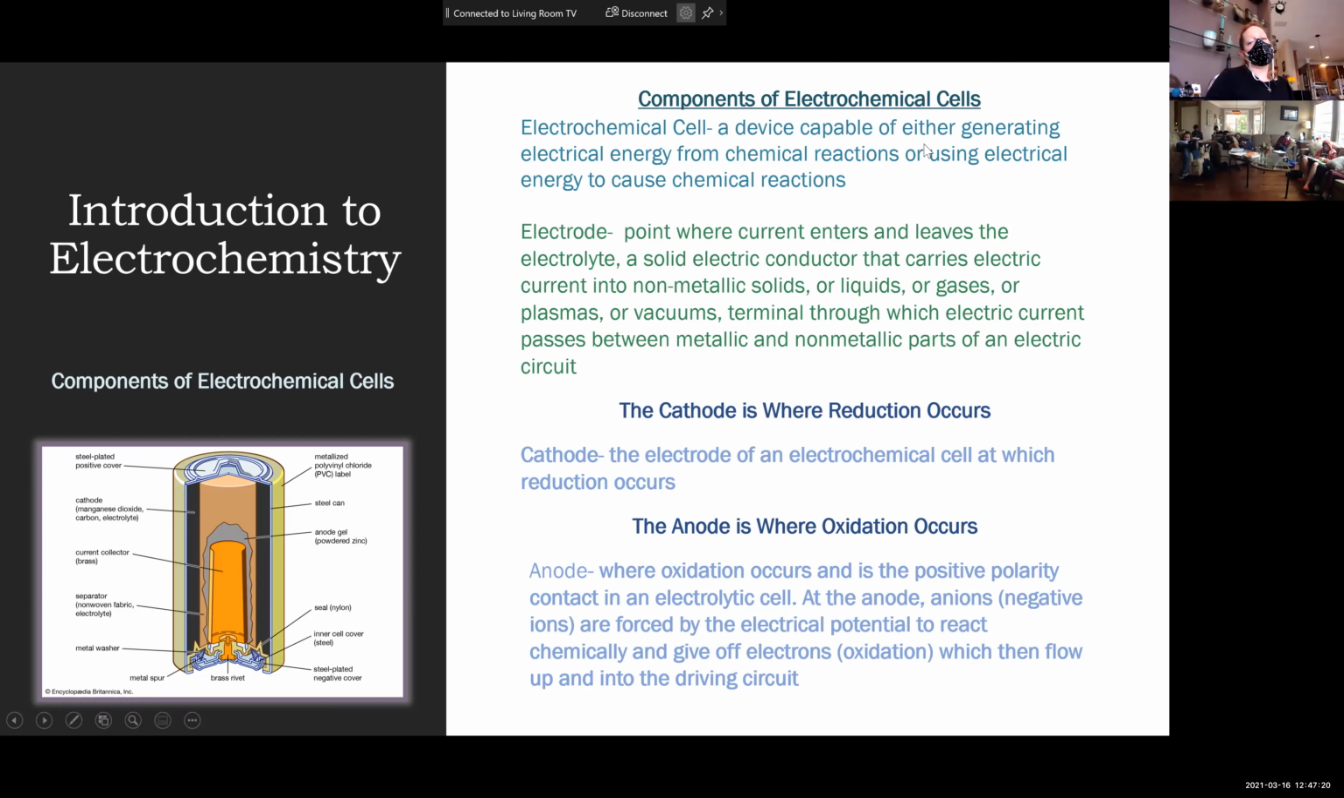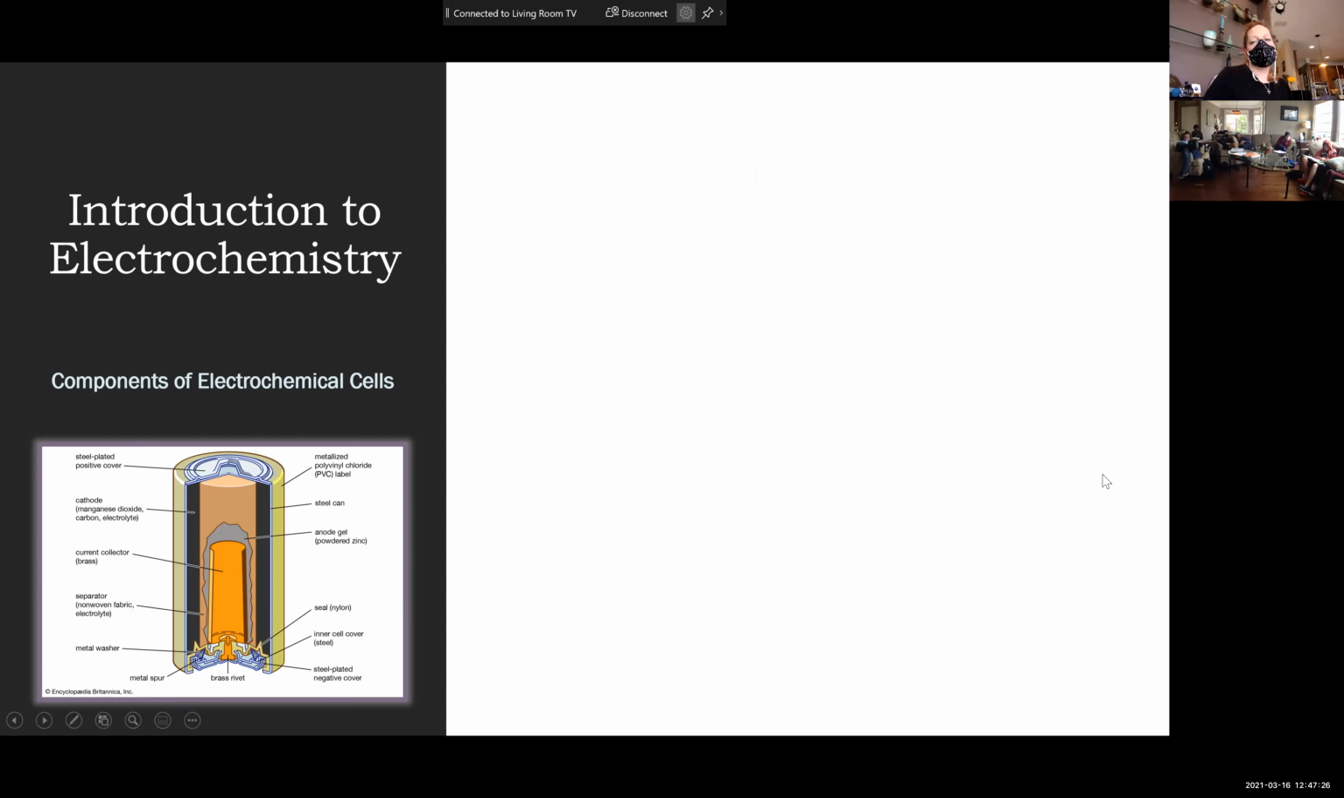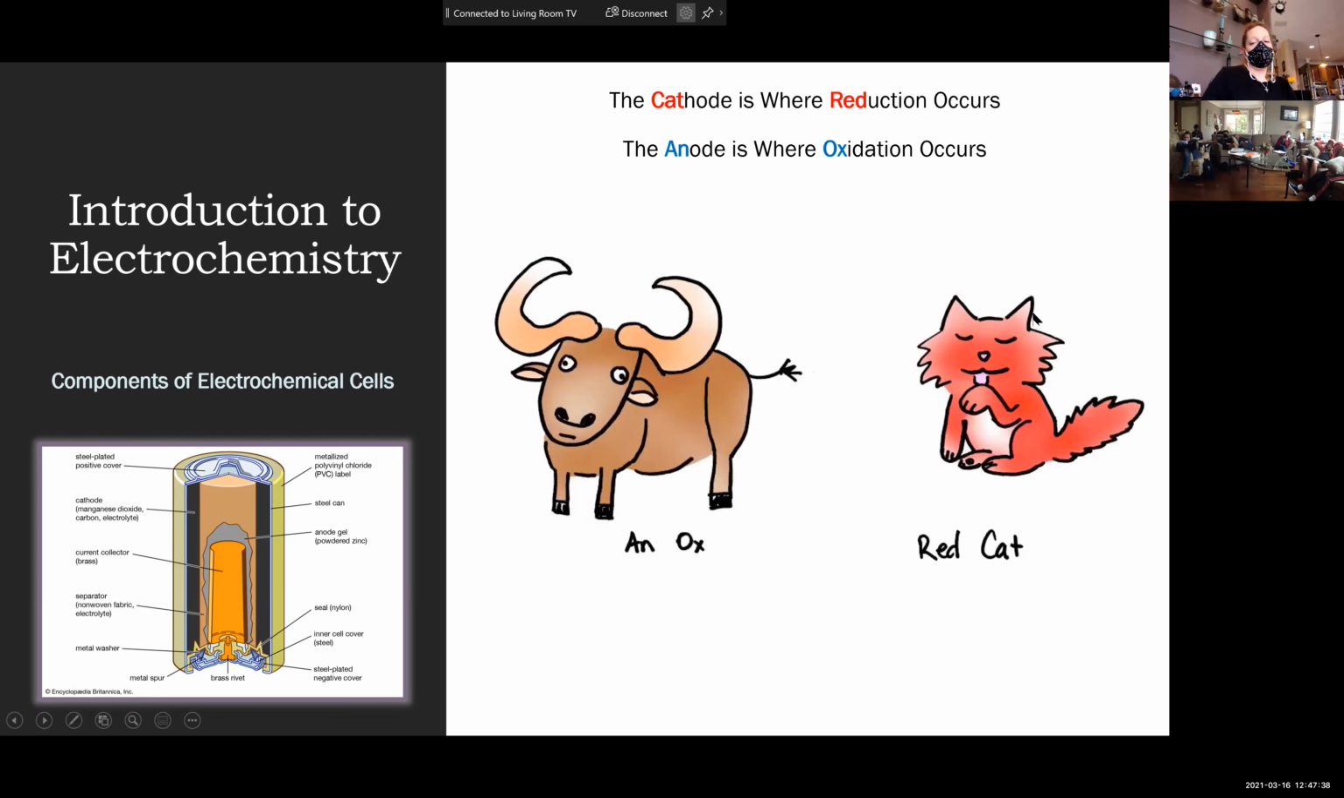So how do we remember where your oxidation and reduction occur when it comes to anodes and cathodes? Okay, so we have some good ones for those too. The cathode is where reduction occurs. The anode is where oxidation occurs. So we get this phrase, An Ox Red Cat. Doesn't really mean anything. It's just An Ox Red Cat.